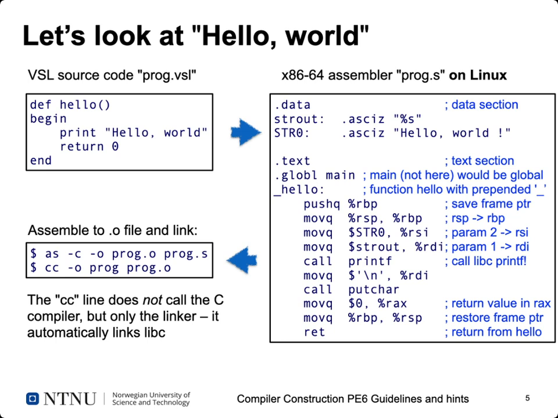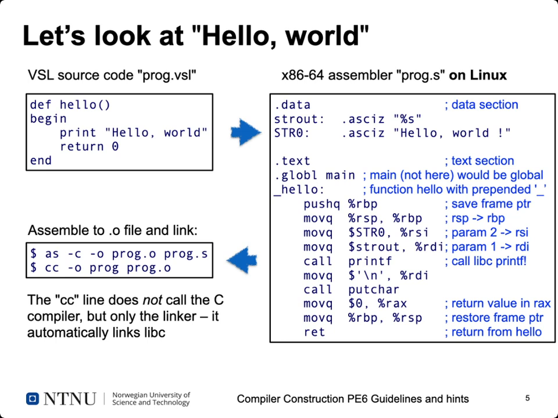In the text section, we have a declaration for a global symbol main, which is not declared here because we only have that one function. And then we have our implementation of hello. Usually we prepend our functions with an underscore in order not to have any conflicts with system functions like printf, which don't have underscores. Note that this is convention on Linux. On Mac OS X it works a bit different, and we'll talk about this a bit later. And then finally we have the x86 64 machine instructions implementing the function here.